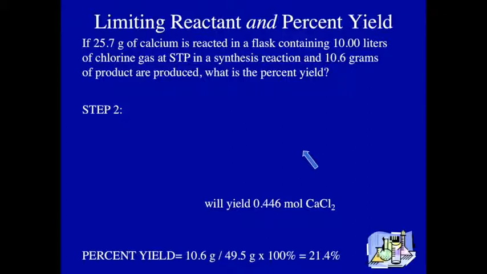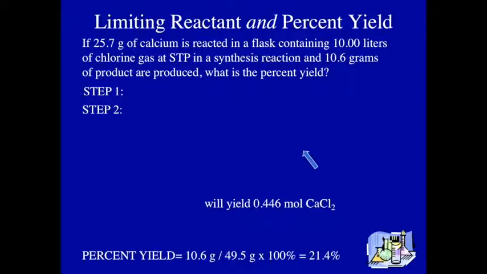Limiting reactant can also be combined with percent yield, which is what happens in the remainder of this video. The problems, I think, here, these are excellent problems. The equations are actually very, very simple.